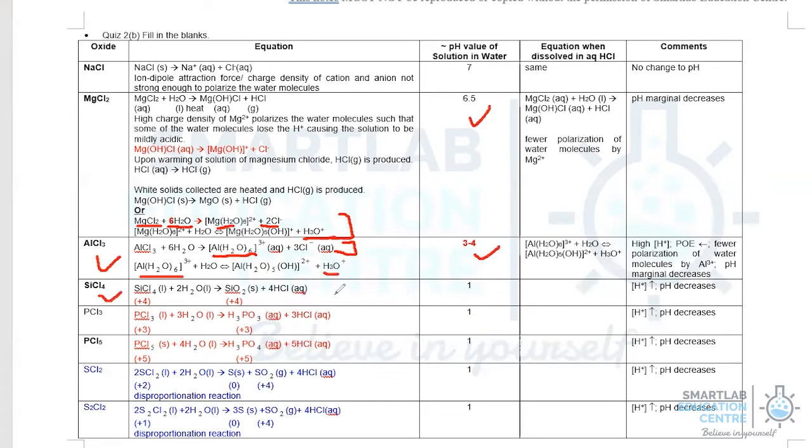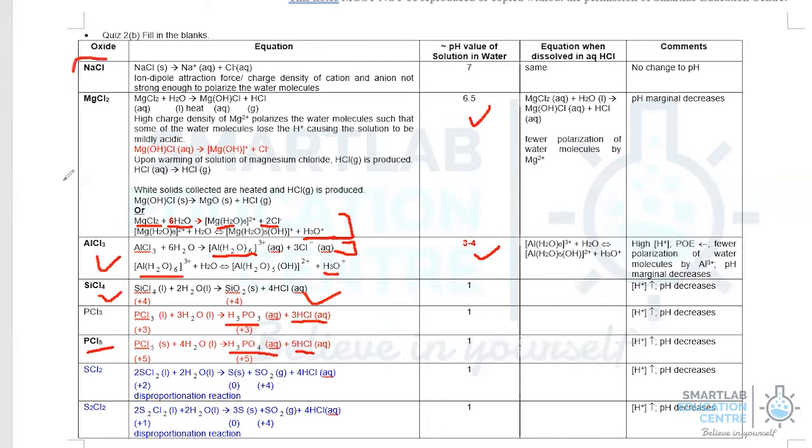Silicon chloride, as mentioned, dissolves in water to form silicon dioxide and hydrochloric acid, and the pH will be between 1 to 3. PCl3, same thing, will form your H3PO3. And if you remember, we did highlight it is dibasic, and then your hydrochloric acid. In the case of PCl5, you will form H3PO4, which is actually tribasic, and your hydrochloric acid.